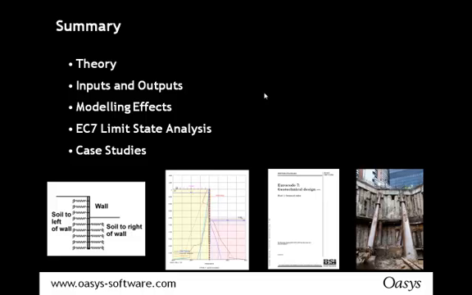So in summary, we've covered quite a lot here, and we've covered it very quickly. So we've covered the basic theory behind FRU. We've had a look at the inputs and outputs, and the modelling of effects in FRU, the EC7 limit state analysis, an introduction to it, and how it would be applied in FRU. And then case studies showing how FRU has been used in industry, how it's used for just a general large basement project, and how it's used for non-standard projects.